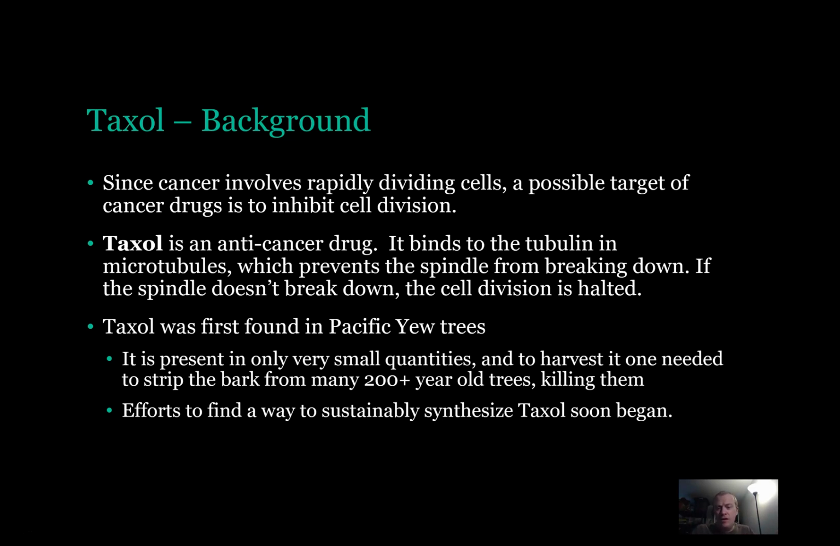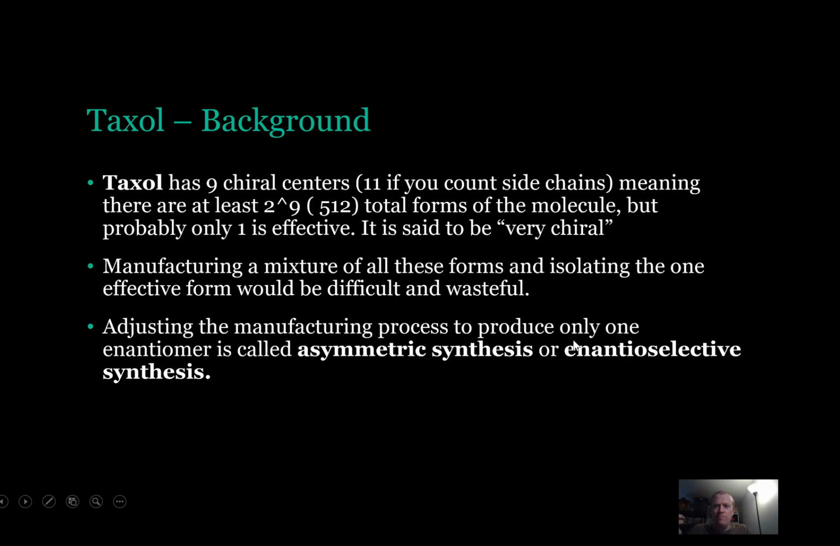This was found in a natural source, specifically yew trees originally. There are just tiny amounts of it present naturally, and you have to strip the bark from 200-year-old trees and it kills them. So this was an environmental disaster and not feasible at all. So they tried to find a way to make taxol more effectively.